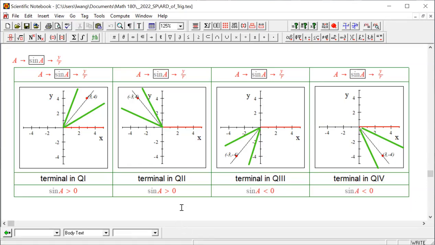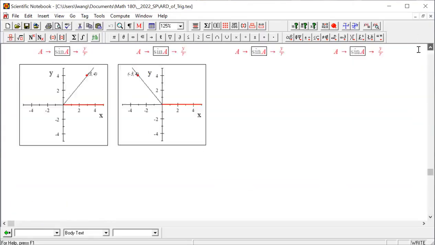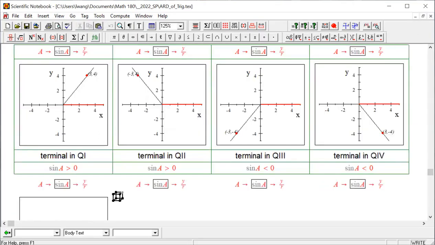Okay, how about cosine? Let's go on to see cosine. It will be the same example. What will be the definition of cosine? That's right, x over r. So I'm going to clean this up and still adopt all of these, but for cosine.